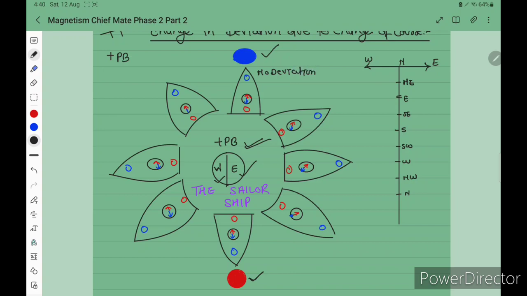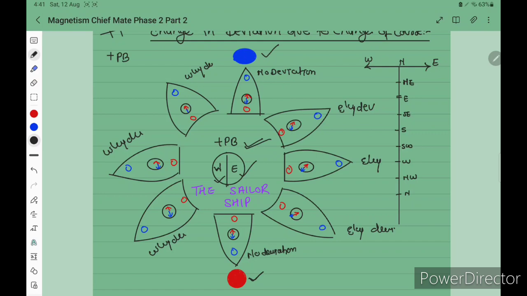First we discuss deviation, and then we will discuss the directive force, DF. Okay. So no deviation here. Because of the red here, and the red is at the bow, it will repel. So it will be easterly deviation. Same easterly deviation because of repel. And there is no deviation where it is in the line of force. Here it will again repel, so westerly deviation, westerly deviation because of repel. So if you see, on the northerly course there is no deviation, on the northeasterly course it is easterly deviation, and on the southwesterly course it is westerly deviation because of PB.